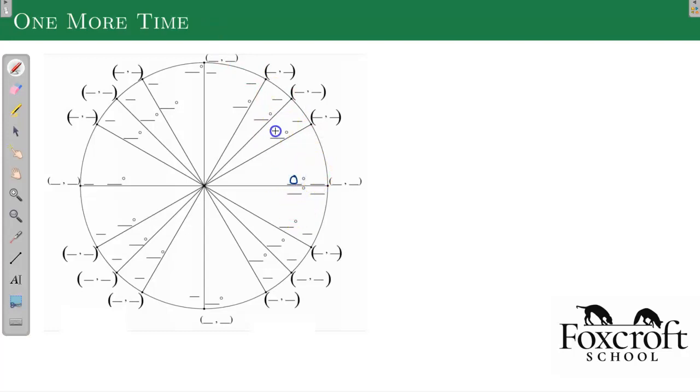This is 0, add 30, add 15, add 15, add 30, add 30, add 15, add 15, add 30, add 30, 15, 15, 30, 30, 15, 15, 30. Right, so those are all my angles in degrees.